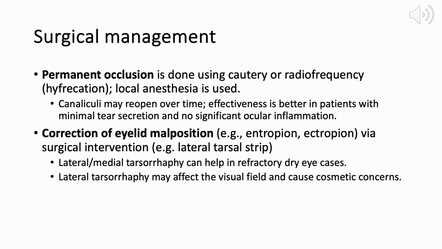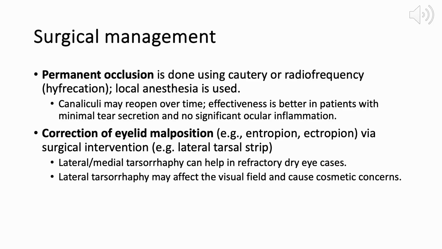Continuing our discussion on surgical management of dry eye disease, another option is permanent occlusion, typically achieved using cautery or radiofrequency under local anesthesia. This procedure seals off the puncta to reduce tear drainage. However, the canaliculi can sometimes reopen over time. Success is more likely in patients with low tear production and minimal ocular surface inflammation.